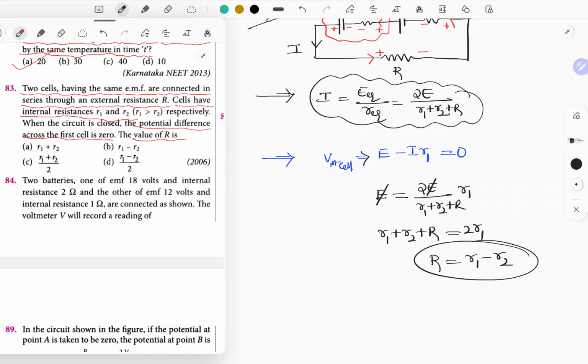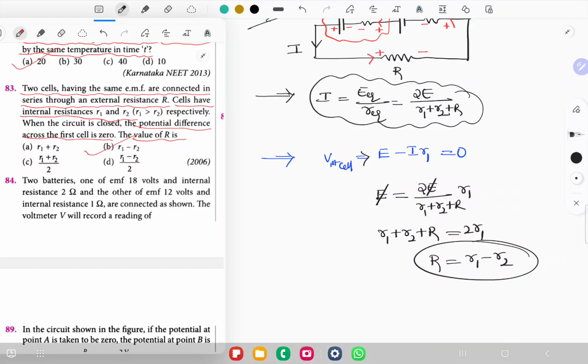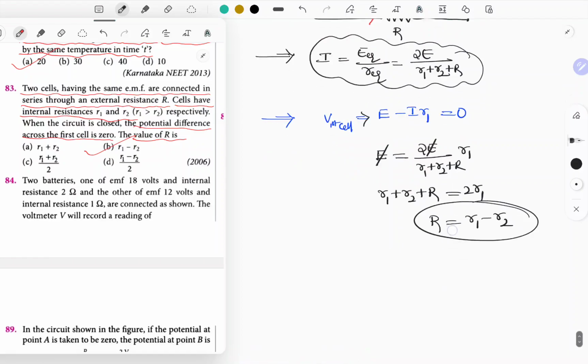Which option matches? Option B is the correct answer for 83. Okay, understood?